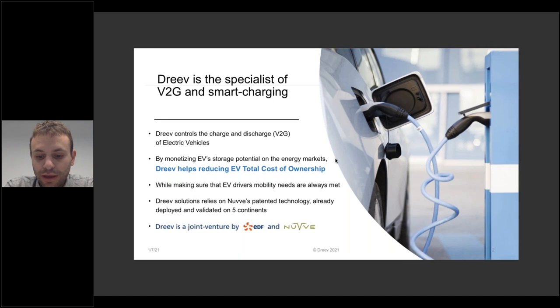So Dreev is a so-called electric vehicle aggregator. What we do is that basically we are controlling the charging and discharging process of a fleet of distributed electric vehicles. And we are doing so in order to value this flexibility on the energy markets to get some revenues by means of this flexibility, and ultimately to reduce the total cost of ownership of electric vehicles for our customers. Of course, we do so while always making sure that EV driver mobility needs are always met, as they are the priority over the V2X services.